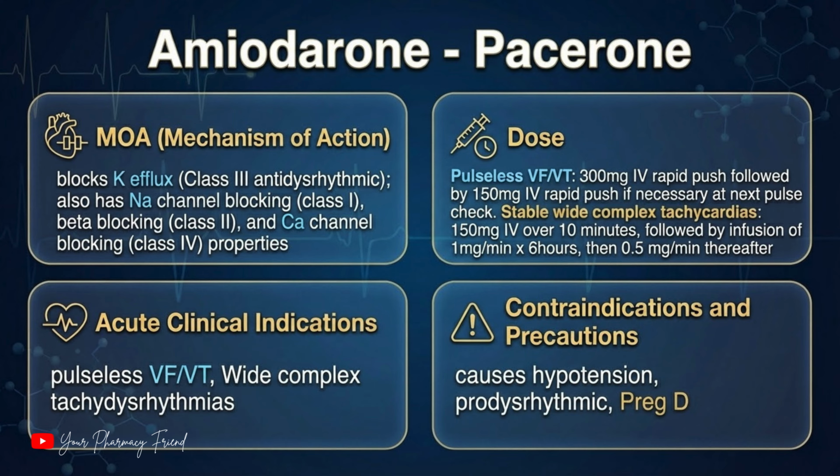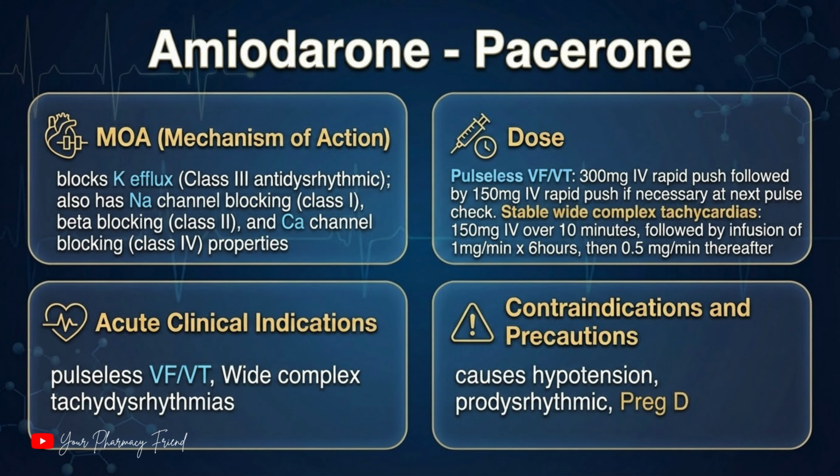The primary action of amiodarone is blocking potassium efflux from cardiac cells, which prolongs phase 3 repolarization of the cardiac action potential. By delaying repolarization, amiodarone prolongs the refractory period of cardiac tissue, helping to stabilize abnormal cardiac rhythms.